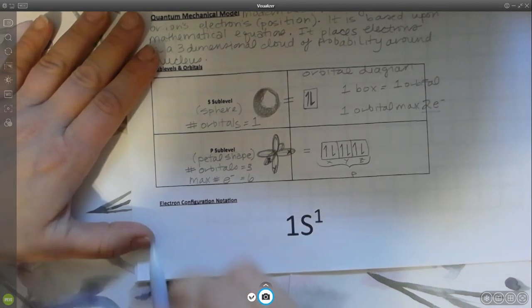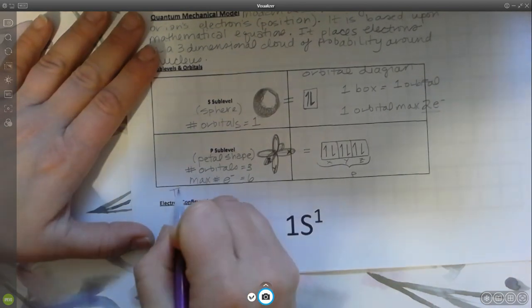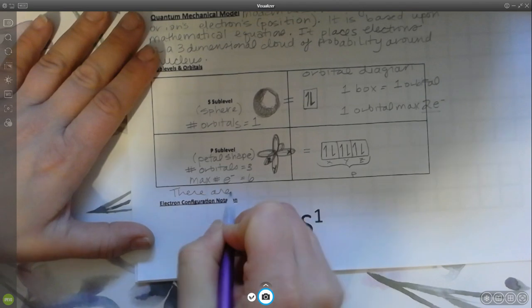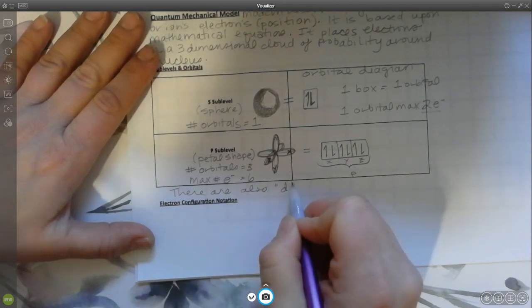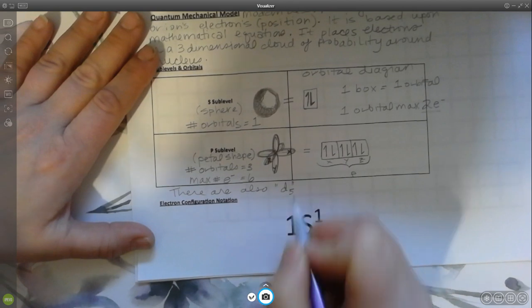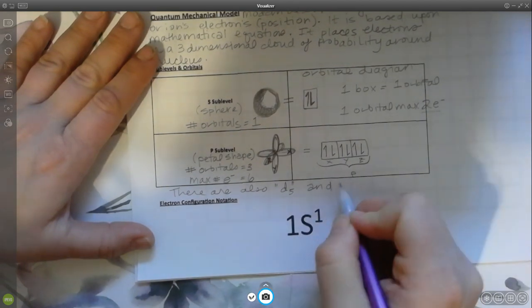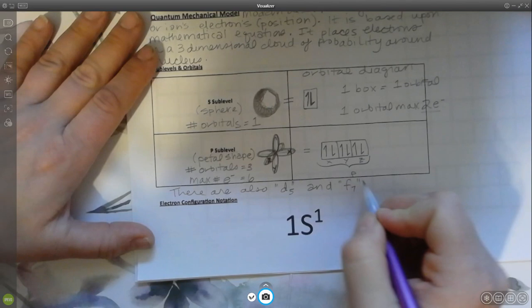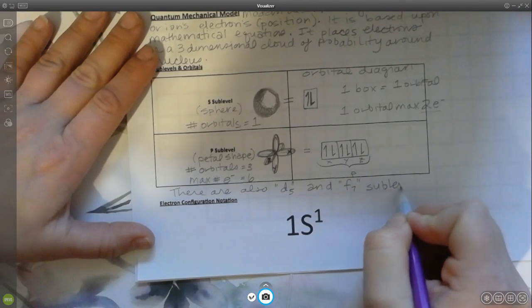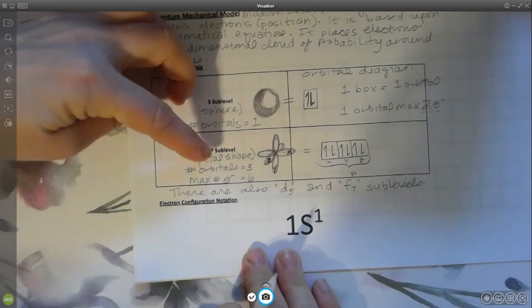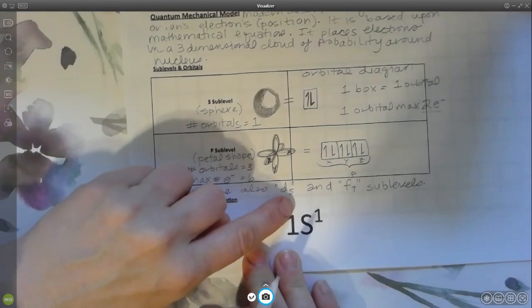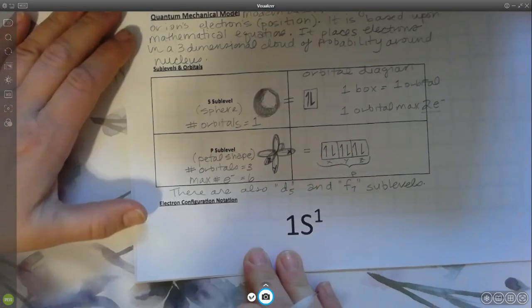All right, now just as a little side note, there are also D, and I'm going to put a 5 next to that, and F sublevels. So S sublevel has 1 orbital, P has 3, D has 5, and F has 7.